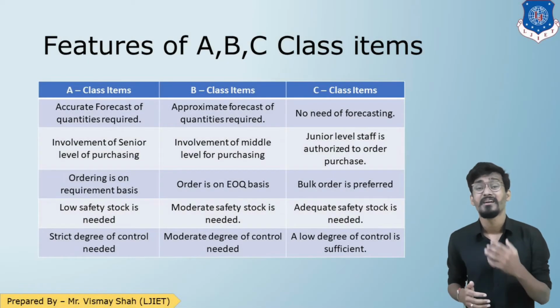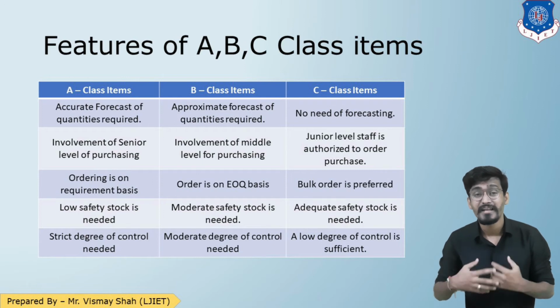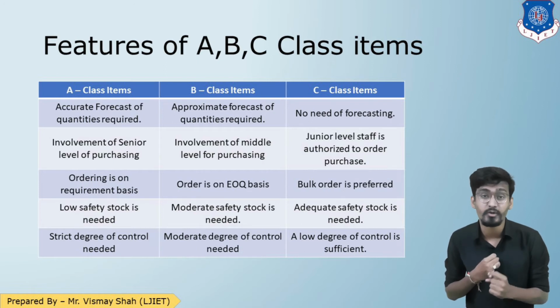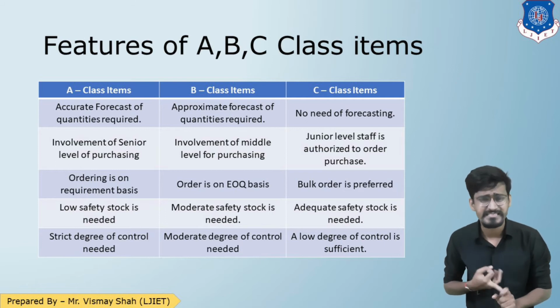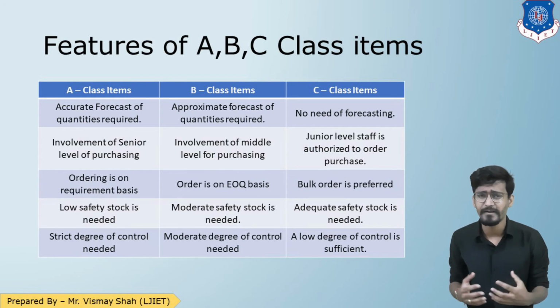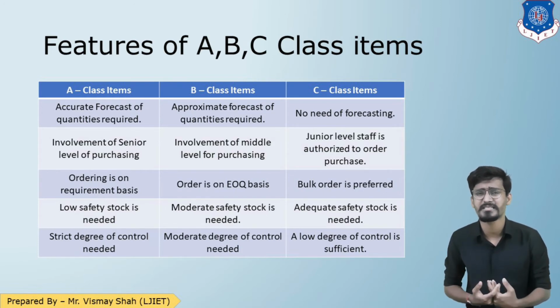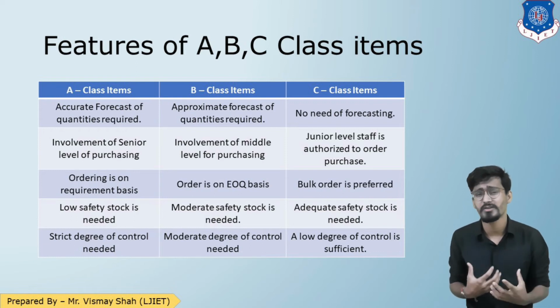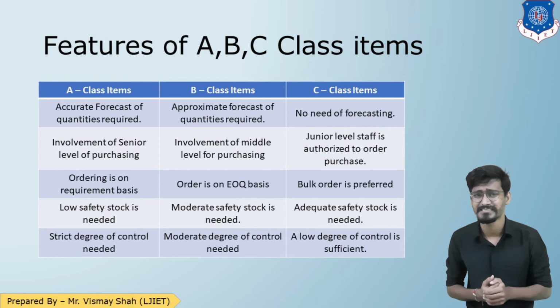Now let us see the features of ABC classification, that is, what we can convey through ABC analysis. That means A items need accurate forecasting, B items require approximate forecasting, and C items do not require any kind of forecasting. In procurement of A items, involvement of higher management is required. For B items, middle level staff involvement is required, and C items can be purchased by the staff engineers or the junior level staff. So these are some of the features of conducting ABC analysis.